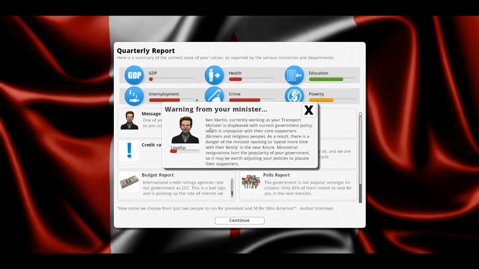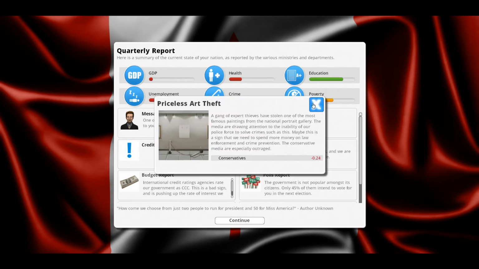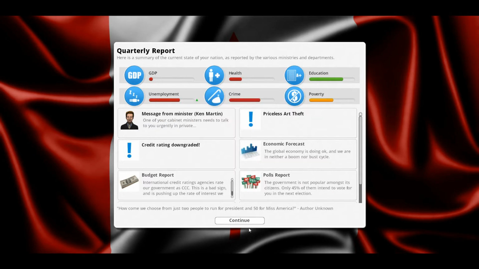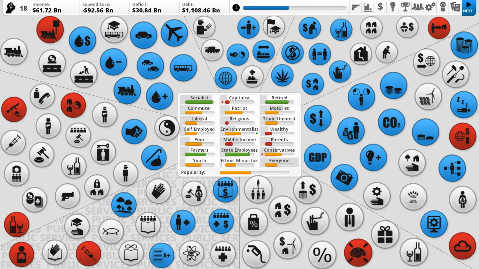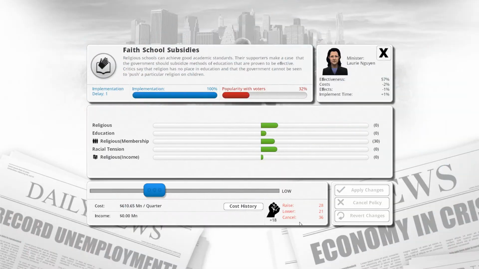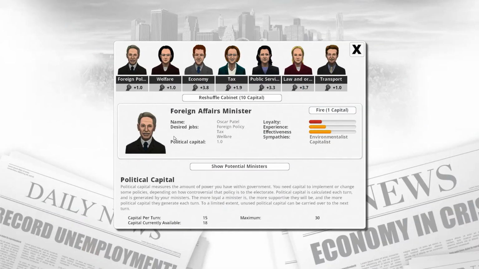Another cabinet minister doesn't like me. Unemployment is rising. Our credit rating's downgraded. Ooh, this is bad. Crisis, art theft. This is kind of the opposite of a superhero, where our conservatives just suddenly drop for silly reasons like that. Just random events. Okay. Do I have enough to eliminate school prayer? I don't. What we actually need to do is reorganize our cabinet, because we're only getting 15 capital per turn. That's really low. That's terrible, actually.